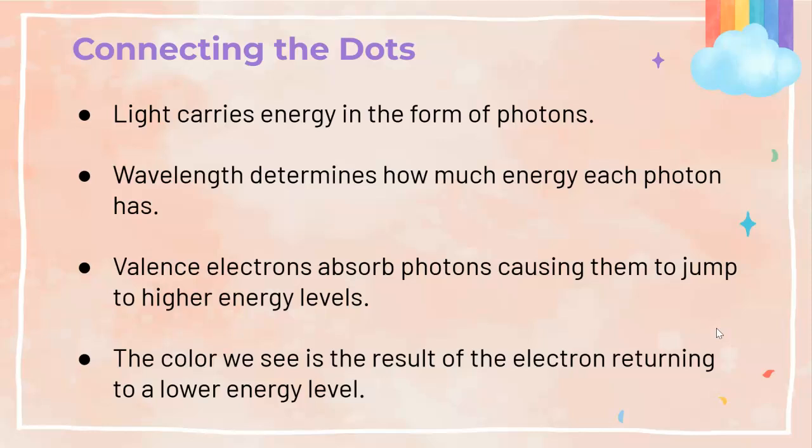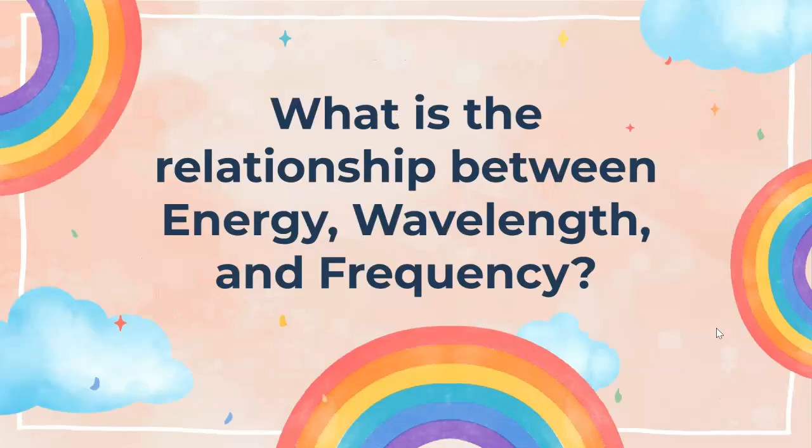I know that was a lot of information, so let's connect the dots. Light carries energy in the form of photons. Wavelength determines how much energy each photon has. Valence electrons absorb photons, causing them to jump to higher energy levels. And the color that we see is the result of the electron returning to a lower energy level. And that's how colors work.